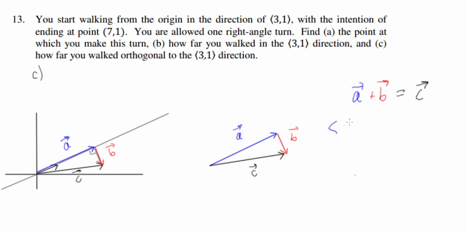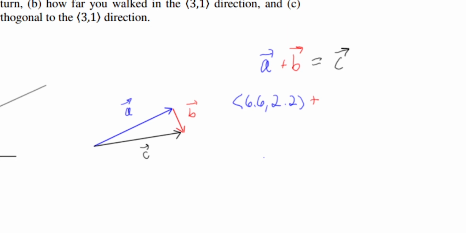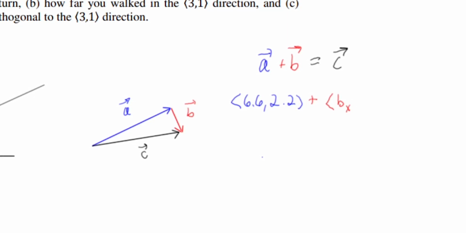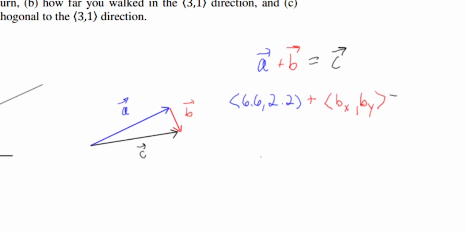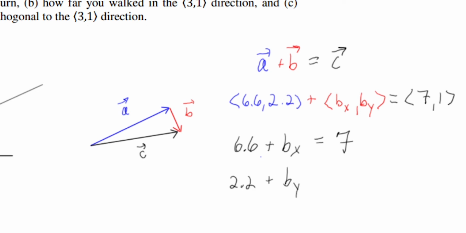Remember, vector A is 6.6, comma 2.2, plus, and we don't know vector B, so I'm going to fill that in with bx, which is unknown, by, which is unknown, and vector C, which is known, is 7, comma 1. So this is our vector sum right here. Basically this is two equations in one. Basically we have 6.6 plus the x component, which is bx, equals 7. Okay? And then for the y components, we have 2.2 plus the y component of b, which is unknown, equals 1.